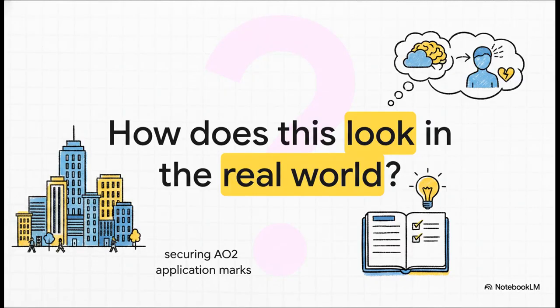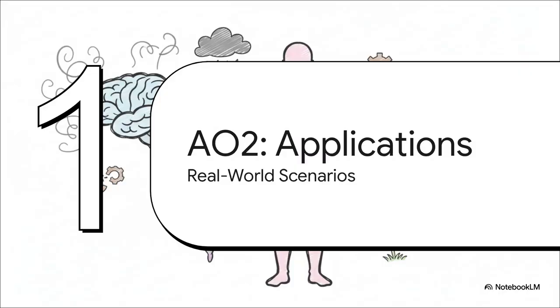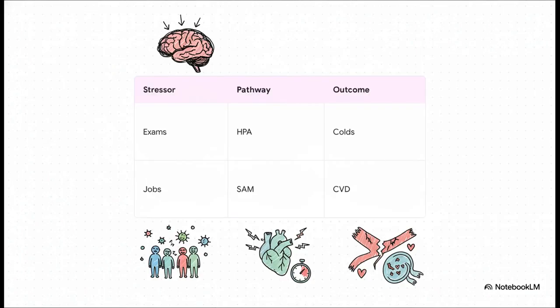But let's pause on the biology and the lab studies for a second. How does this actually look in the real world when we shift our focus to securing those crucial AO2 application marks? Which brings us to Section 3, AO2 Real-World Applications. Earning top-band AO2 marks means bridging the gap between theoretical mechanisms and everyday life. Just think about your own A-level exams.